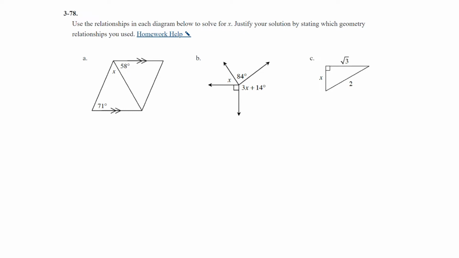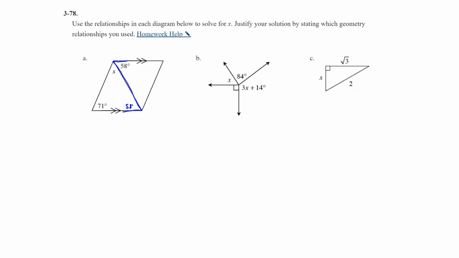Question 78. Use the relationships in each diagram below to solve for x. Justify your solution by stating which geometry relationship you used. So we know that these two lines are parallel. So if the two lines are parallel, then we know that the alternate interior angles are congruent. So this has to be 58 degrees.